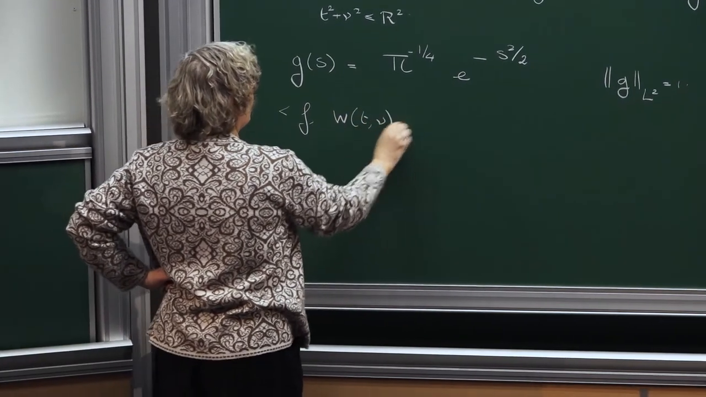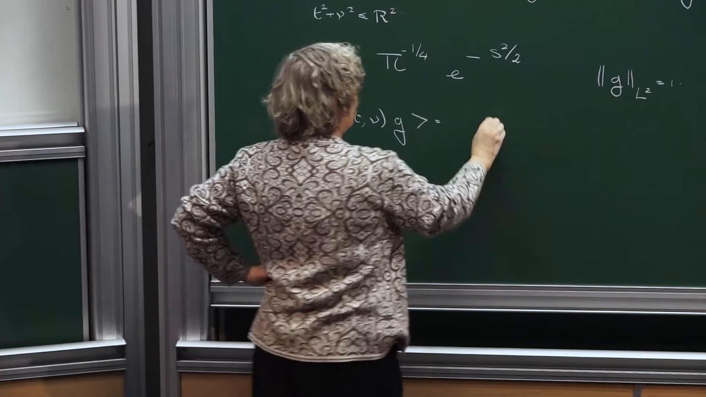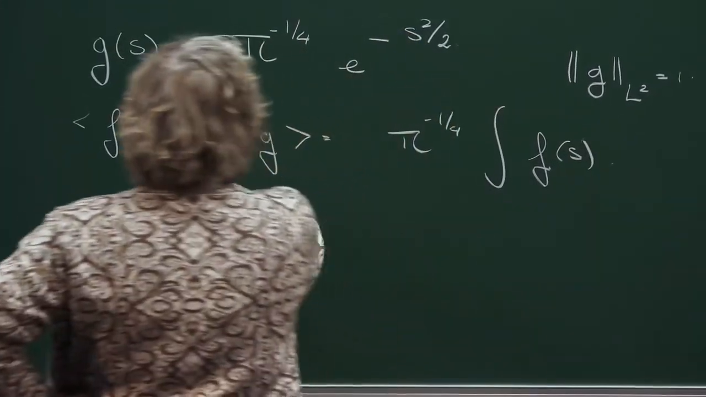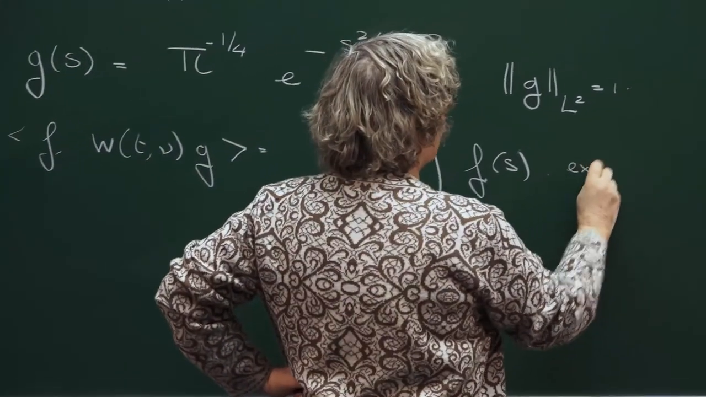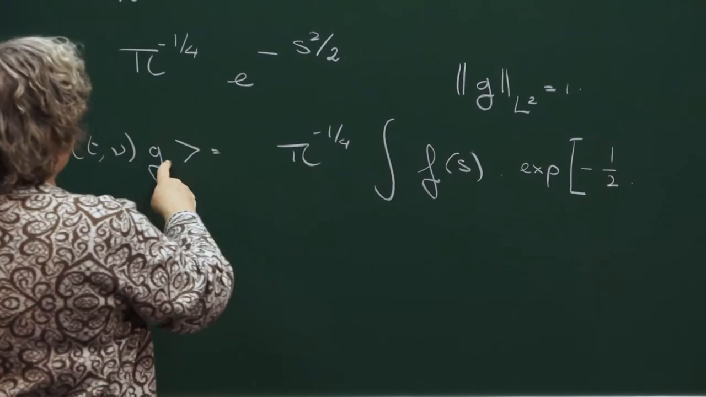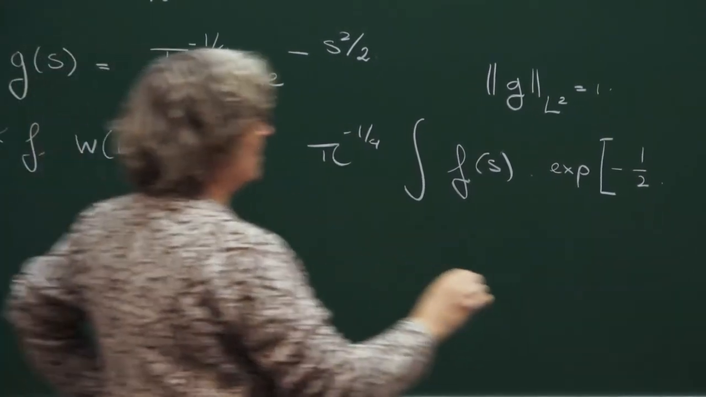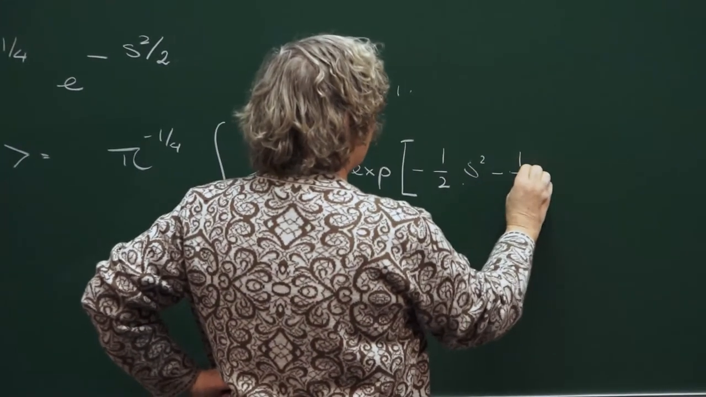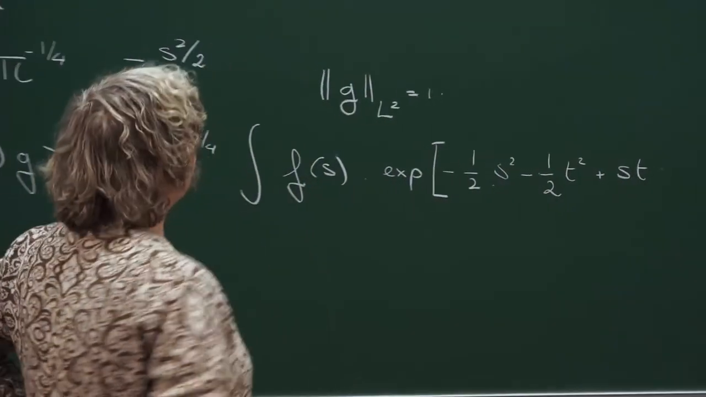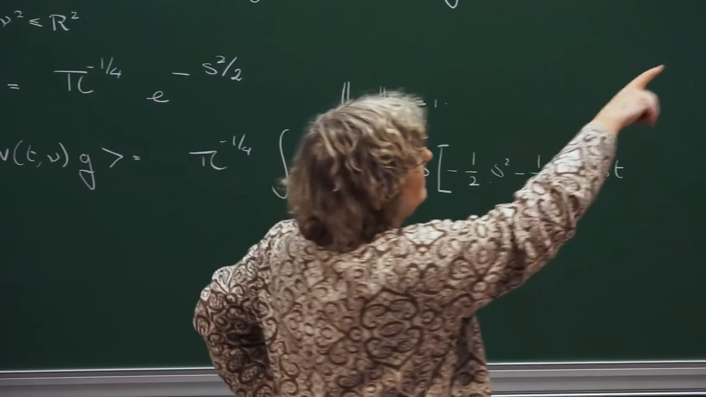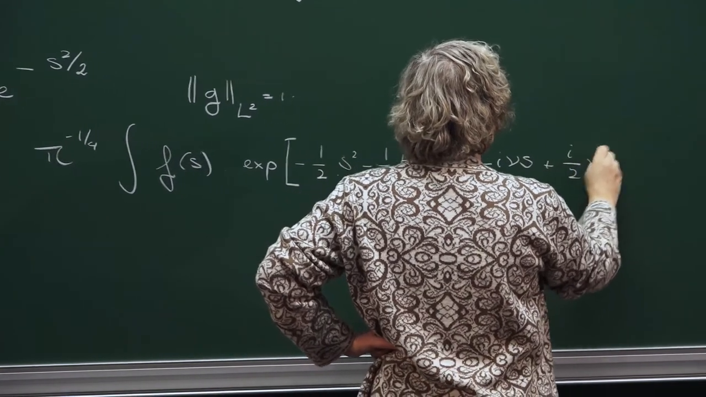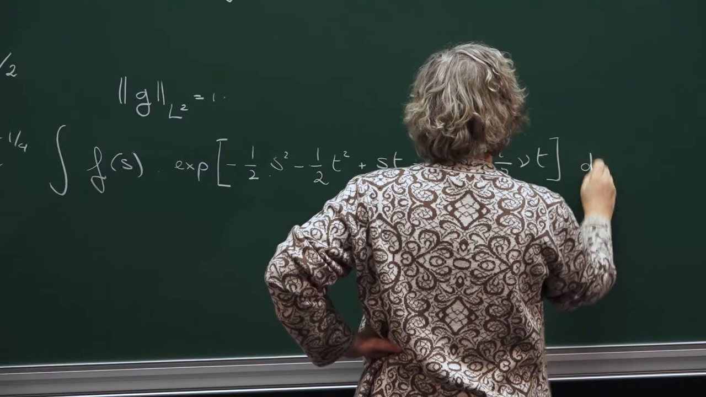W_{t,nu} g. So I get this normalization. I have f of s. And then let's write out what this whole thing is. I get exponential of minus a half, and I have g of s minus t. So let me write out minus a half s squared minus a half t squared, and then plus st. Then I have, this is conjugated, so I get minus i nu s, and then plus i over 2 nu t, and this whole thing times f of s.